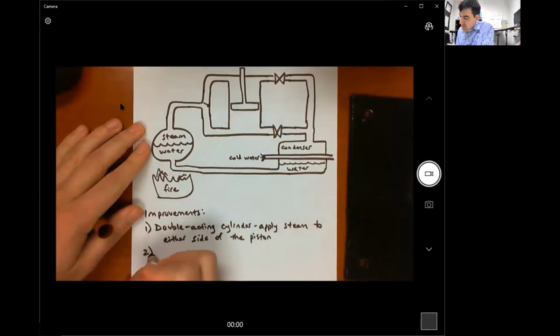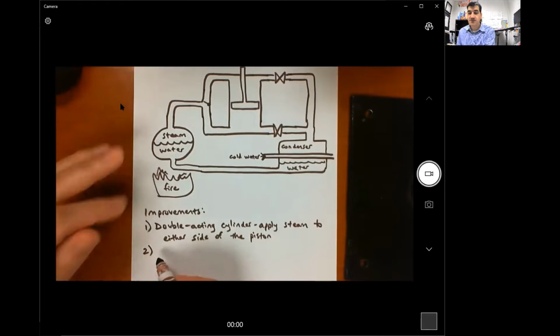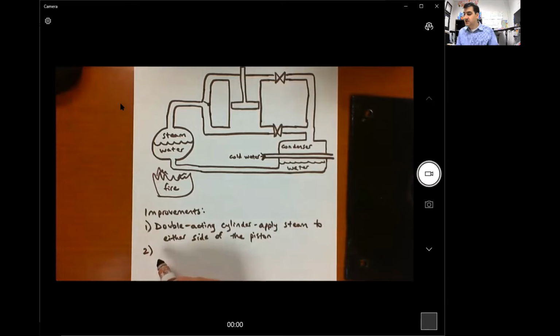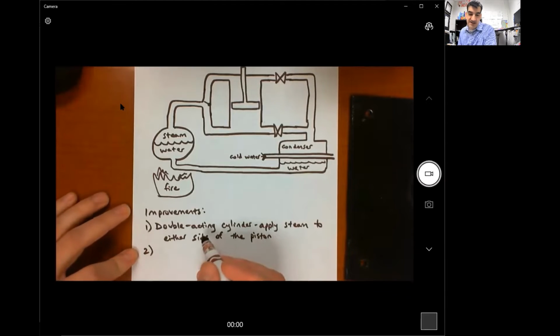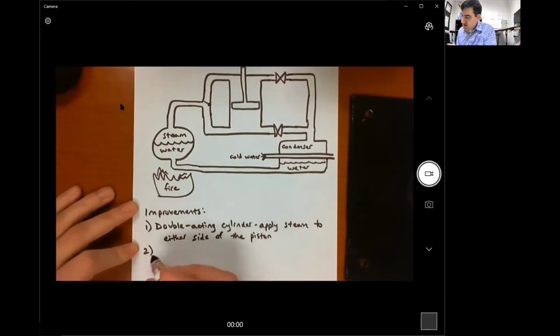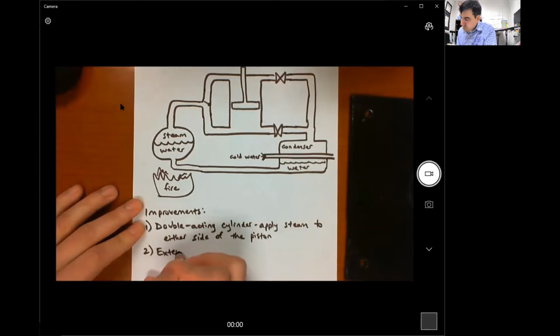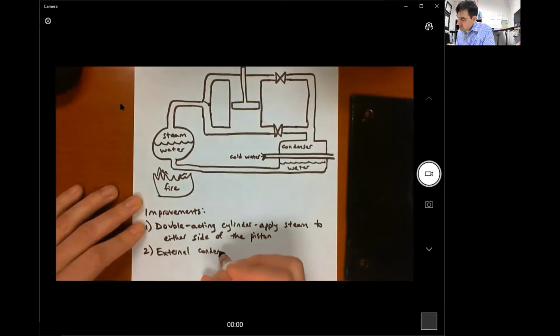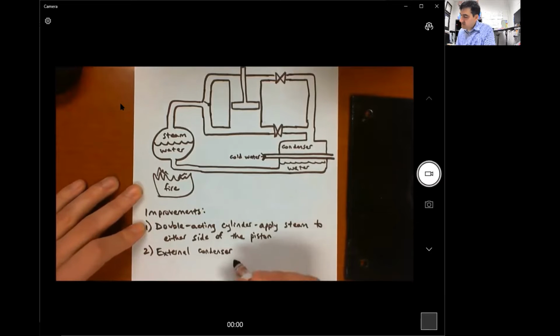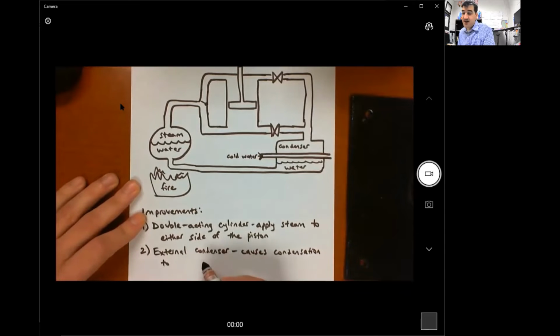And then the other improvement, which is actually more significant, it's kind of hard to believe that it's more significant than this, but this second improvement actually improved the efficiency of the steam engine even more than the double acting cylinder did. And that was called the external condenser. Sometimes it's also called a separate condenser. So either one, but it's an external condenser, and that causes the condensation to occur outside of the cylinder.